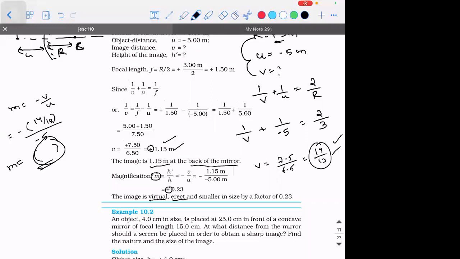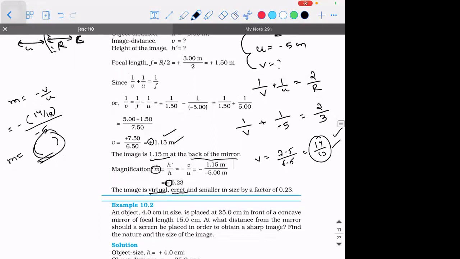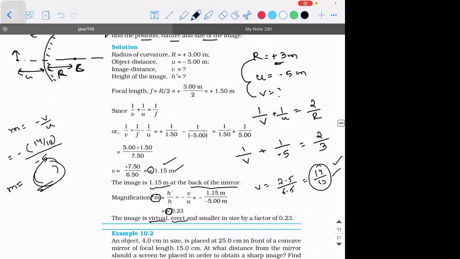But with the positive sign, will I be able to tell whether it is a diminished image or a magnified image? No, sir. Answer is no, because for me to tell whether it is diminished or magnified, what do I need? The numerical value. You need the value of magnification. That will tell whether it is a diminished or a magnified image.